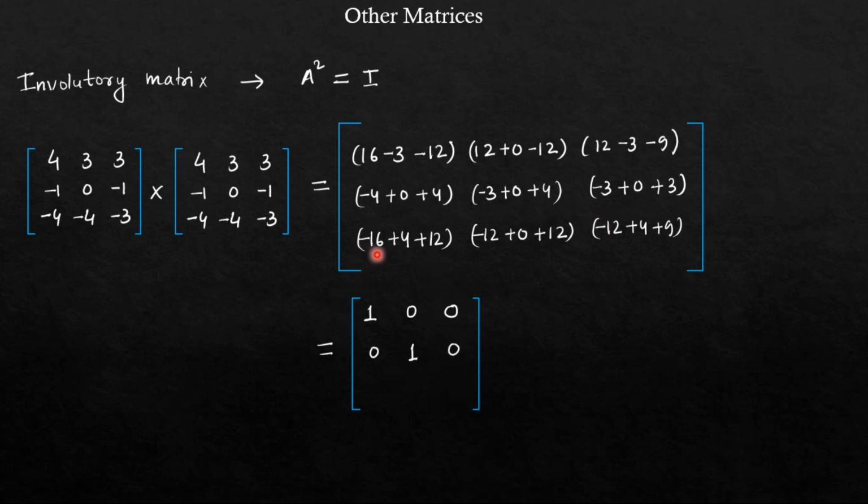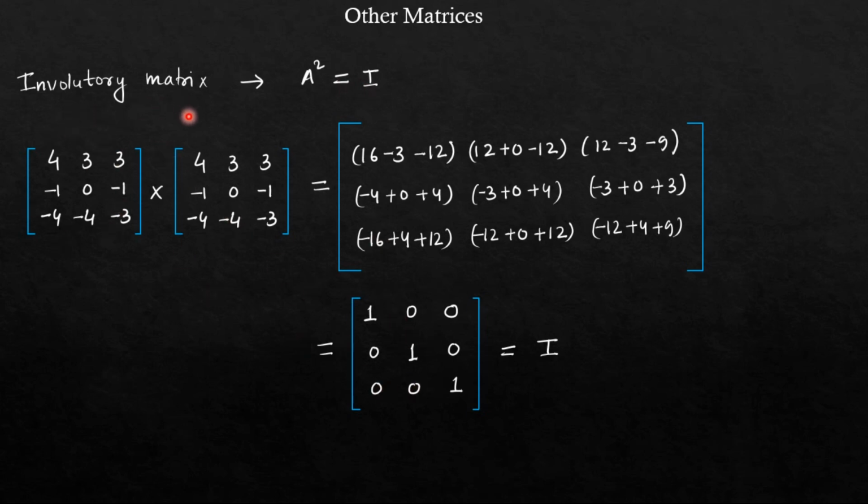Now minus 16 plus 4 plus 12. 12 plus 4, 16 minus 16, 0. Minus 12 plus 12, 0. Minus 12 plus 4 plus 9, 1. So which is an identity matrix. Okay. So it means after square we are getting identity matrix. Hence the given matrix is involutory matrix.